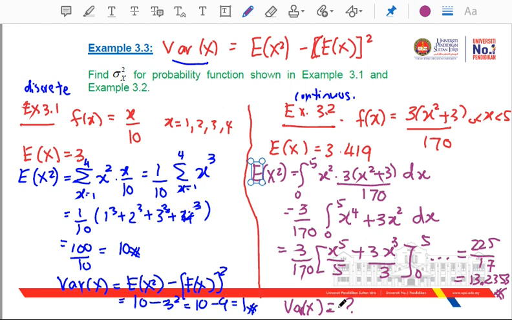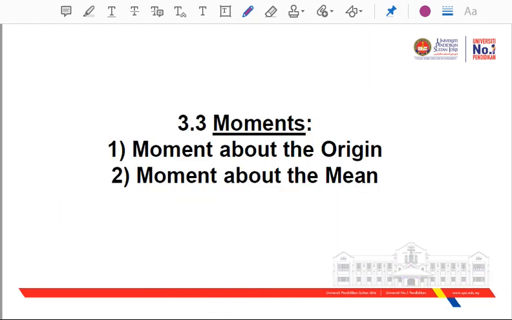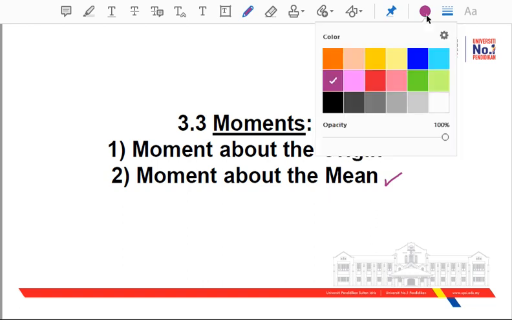When you do this topic, mathematical expectation, it's important for you to identify whether it is a discrete or continuous random variable, because it affects the mathematical expression that will be used to calculate the mean and also the variance. Okay, next we come to the last part of chapter 3, about moments. We have moment about the origin and moment about the mean. Moment about the origin is basically known as uncorrected moment, and moment about the mean is corrected moment.